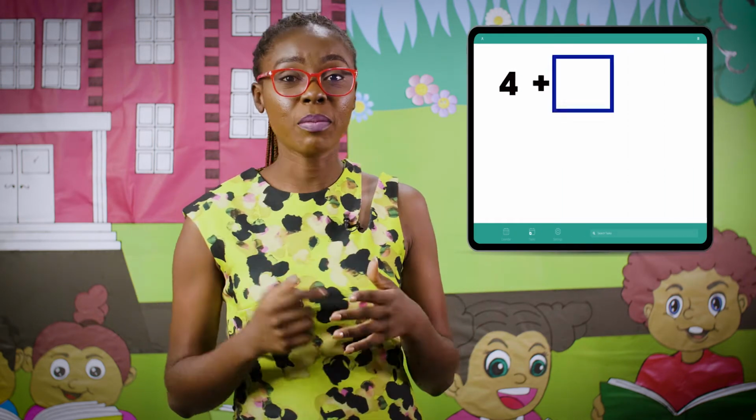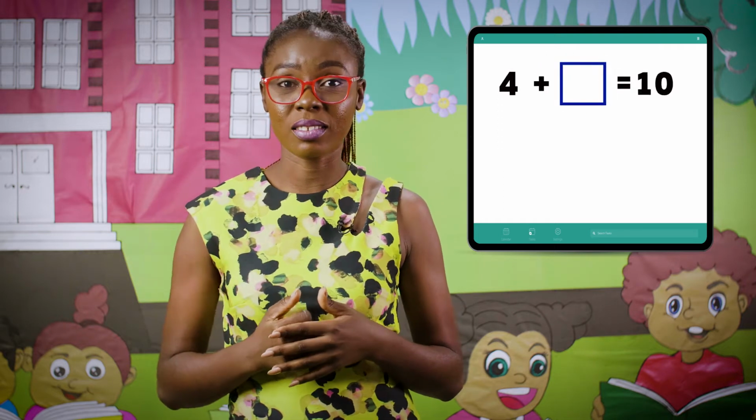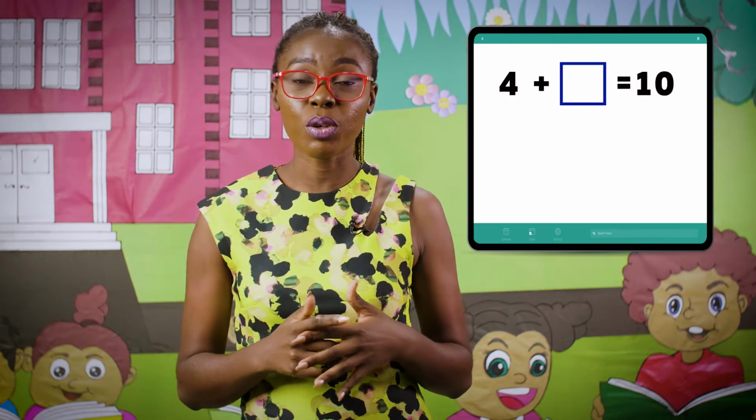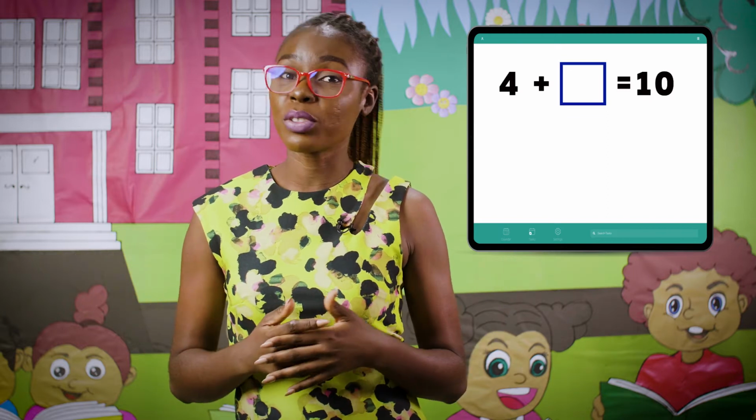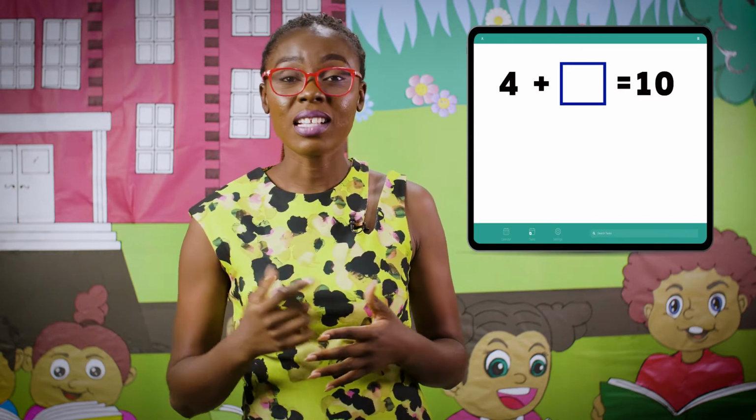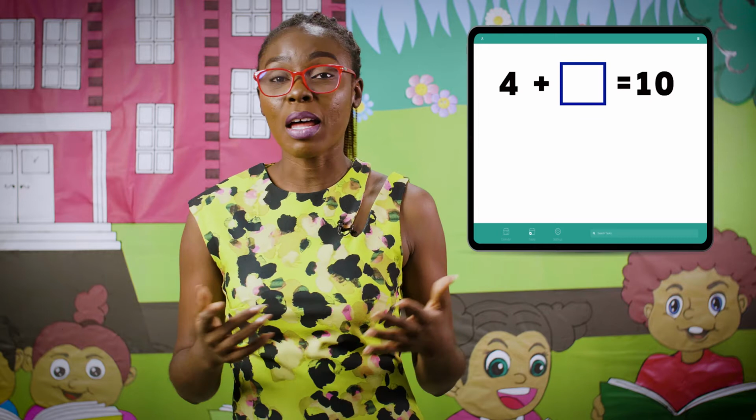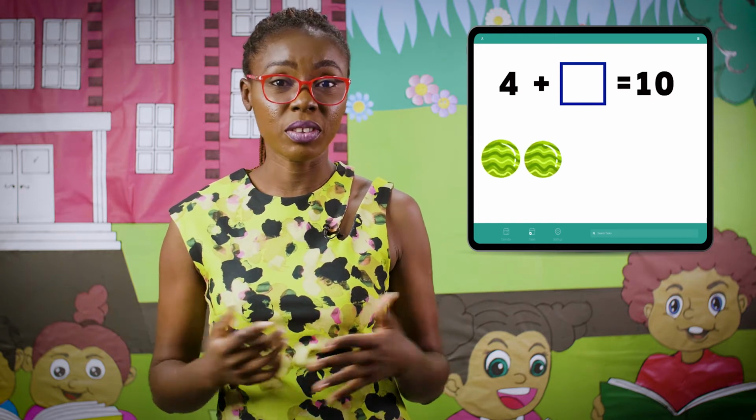I'll tell you. For example, in a question like 4 plus empty box equals 10. The first thing you have to do is draw the number of bubbles for the answer. The answer here is 10. So that means we have to draw 10 bubbles.